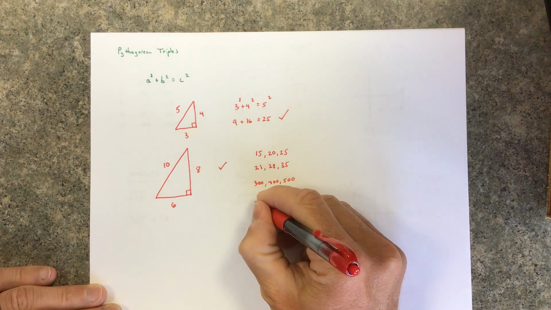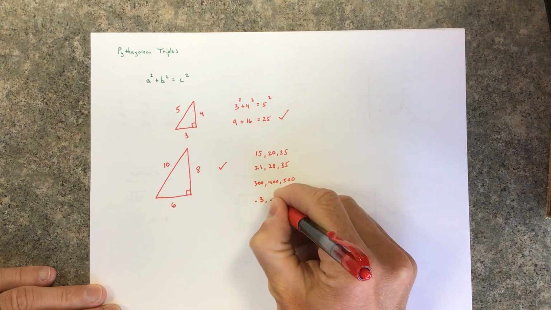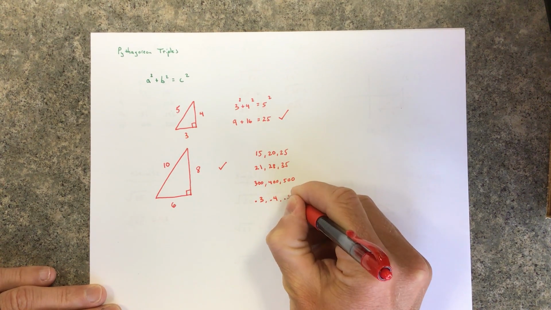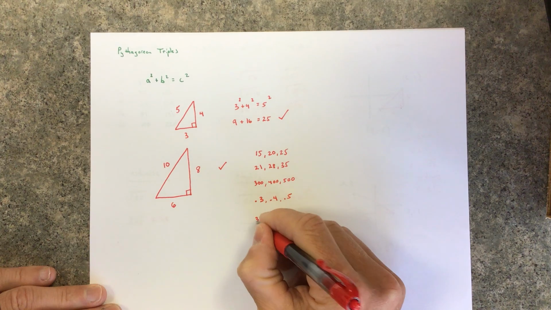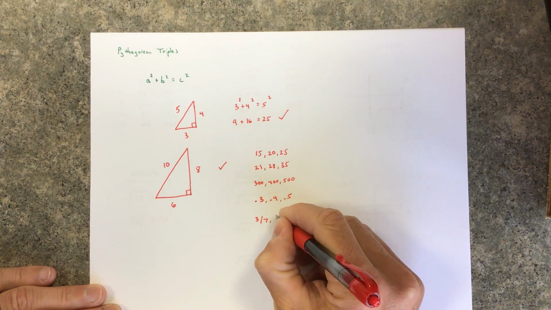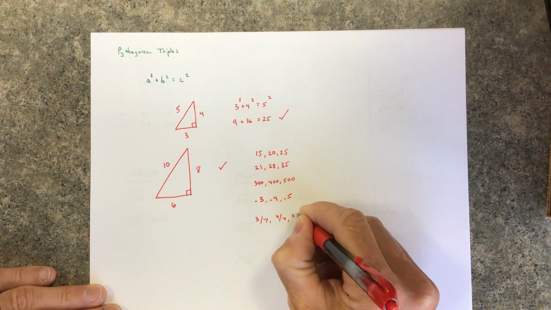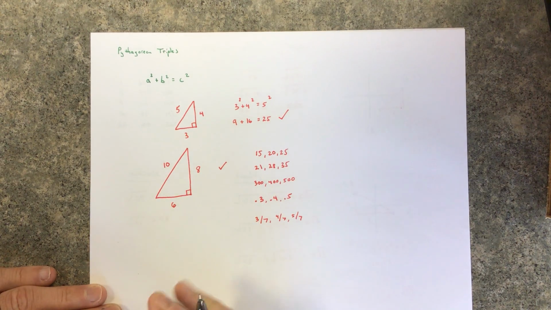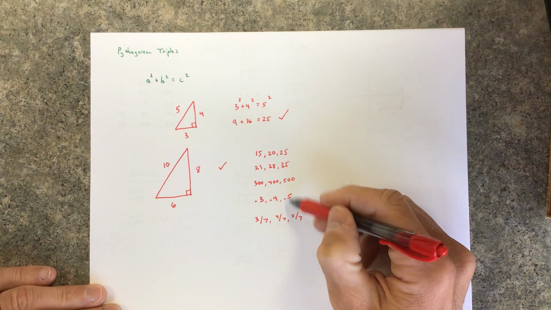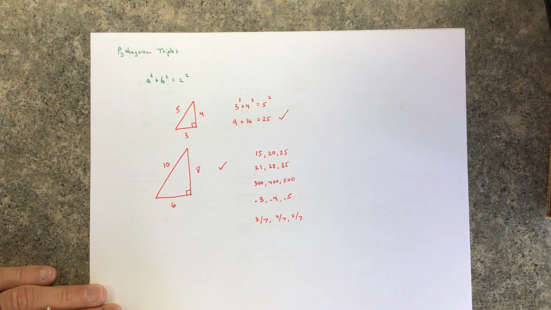We could say that it's 0.3, 0.4, and 0.5. Any of those. We could say 3/7, 4/7, and 5/7. We can make them all smaller or bigger, and we can get as many Pythagorean triples. Now, these aren't really triples because they're no longer integers, but I know they're right triangles, okay? So there are a whole bunch of them.